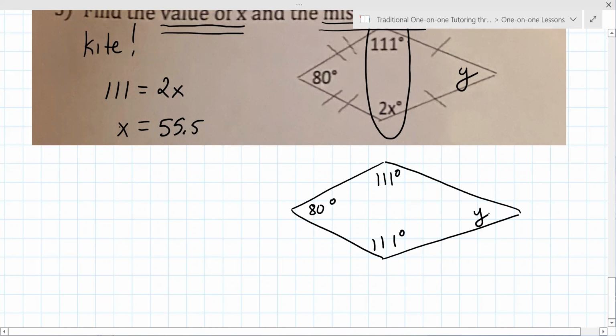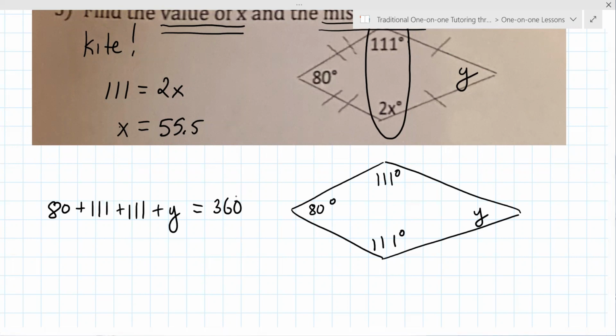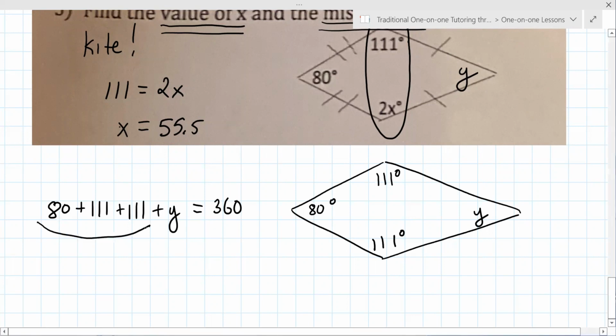The 4 angles have to add up to 360. So 80 plus 111 plus 111 plus y equals 360 degrees. Okay, so what do I have to do? You have to solve this equation. So that equals 360. So now you have to add these three numbers together.